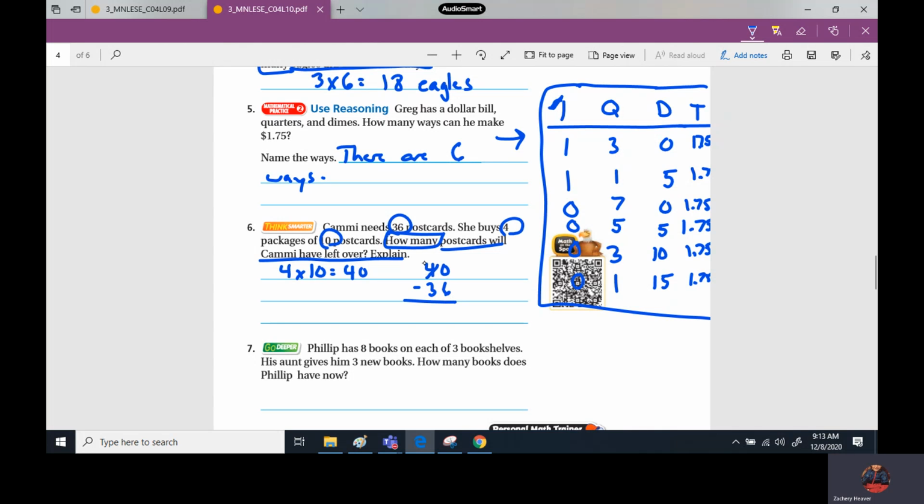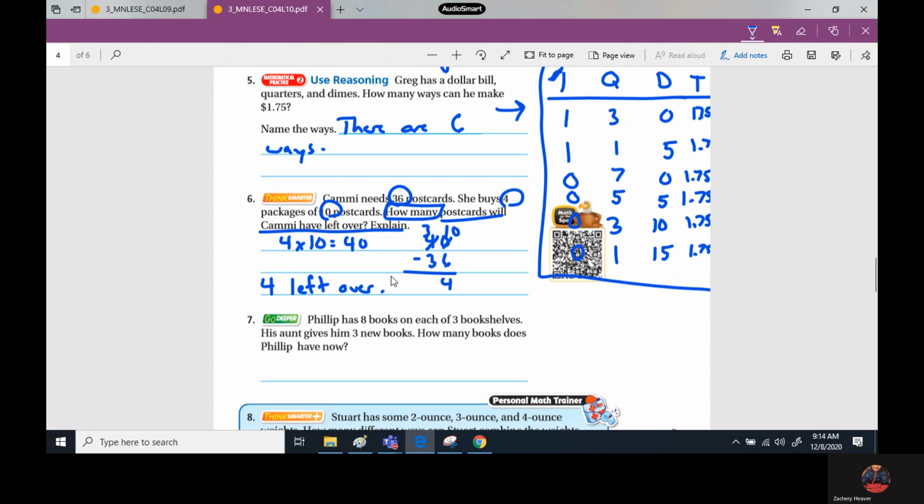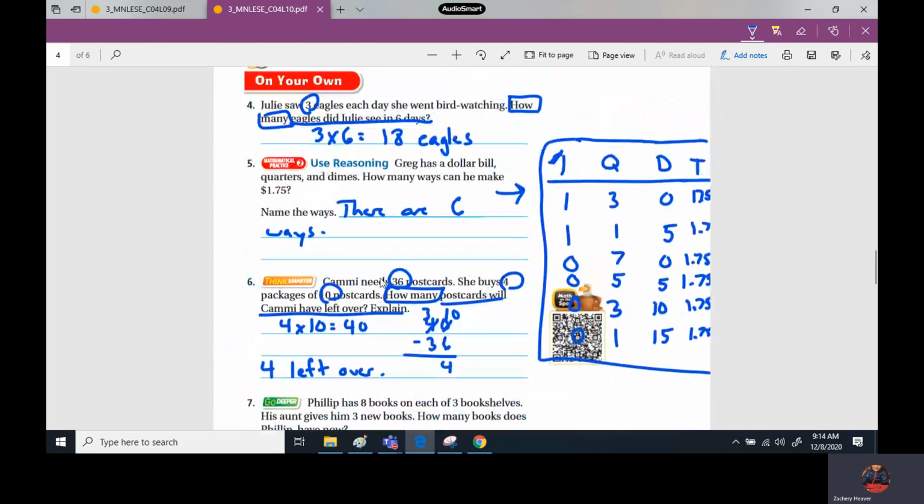0 minus 6 you can't do. Go to your neighbor. 4 becomes a 3. The 0 becomes a 10. 10 minus 6 is 4. So 4 left over. She will have 4 left over. Four left over. Remember, pause this if you need to.